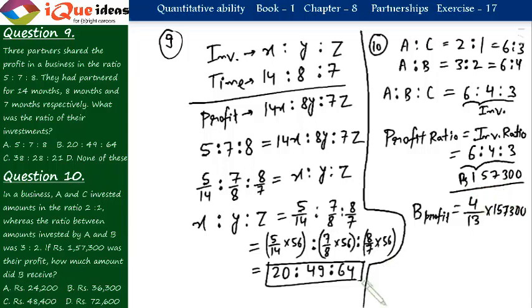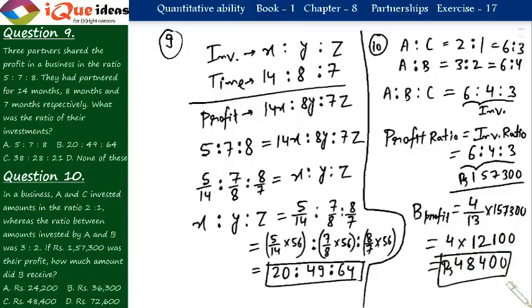1,57,300. Alright, so if you divide it by 13, 4 into 13 cancels 157300. How many times? 13 ones are 13, then 27. So 13 twos are 26. So 13 1 and then 0 0. So if you multiply by 4, it is 12 fours are 48,400 rupees. This must be the profit share of B.